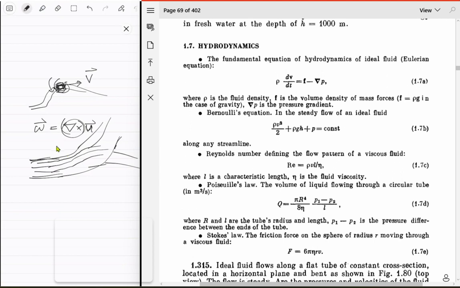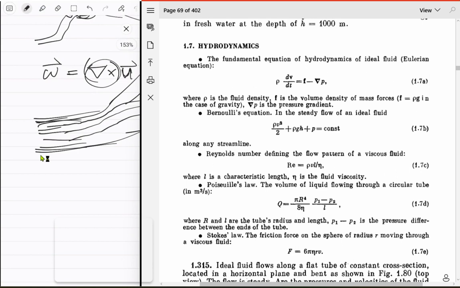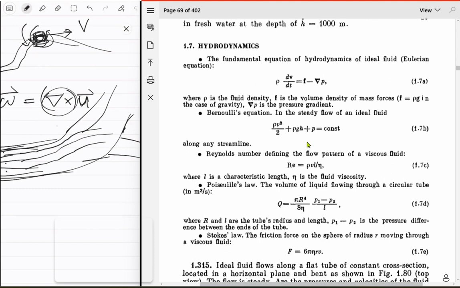And also, if you find a region like this where all these streamlines have the same constant, right? So this constant is the same for this streamline, this streamline, this streamline. All of them have the same constant, and this condition is met that there's no vorticity. Then even if the streamlines diverge or whatever happens to them, we can still take points on these streamlines and say that this value, so rho v square upon 2 plus rho gh plus the pressure, these are still the same at this point as well as at this point.